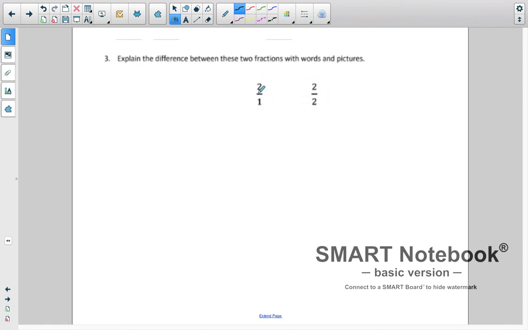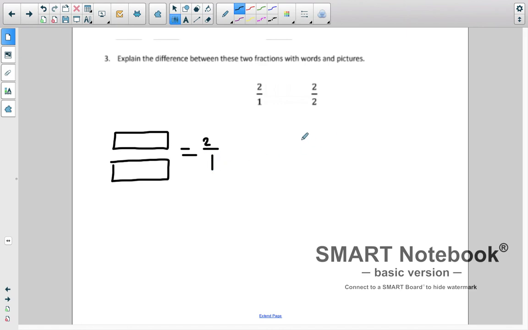Now it says explain the difference between these two fractions with words and pictures. 2/1 and 2/2. Well, I'm going to draw 2/1. I know that 2/1 is going to be 2 copies of one whole. So I'm going to make a rectangle. So I'm going to make 2 copies of one whole. And I chose a rectangle. And you can use any shape. You can use a triangle or a square. I'm going to use a rectangle because it's easier for me to draw. So I have 2 copies of one whole. 2 rectangles, and they're not split. They're one whole. So this is going to equal 2/1.